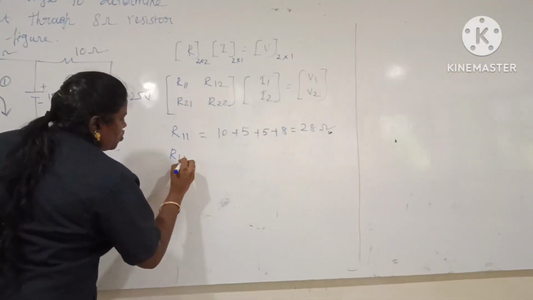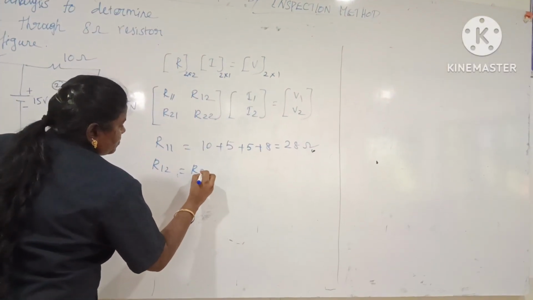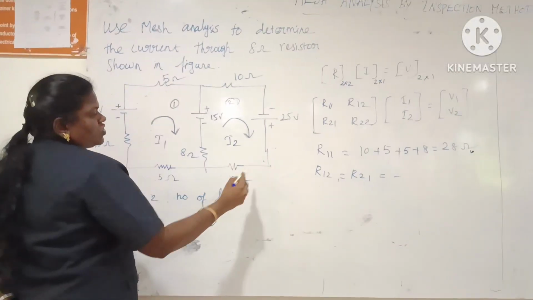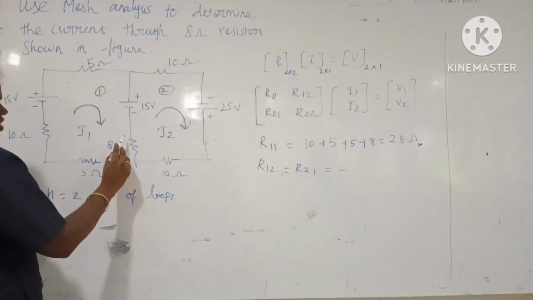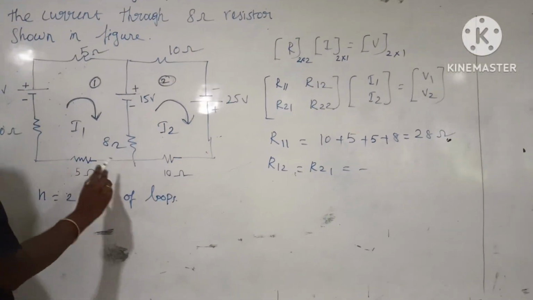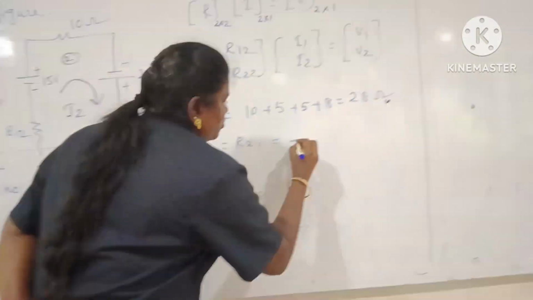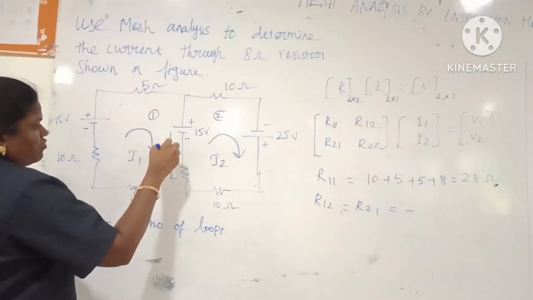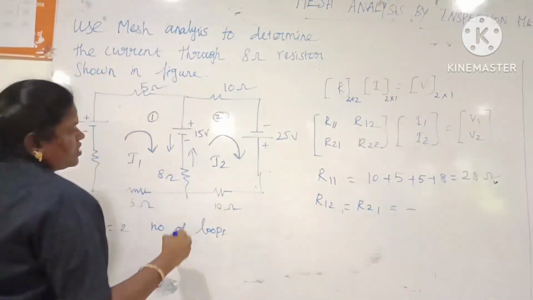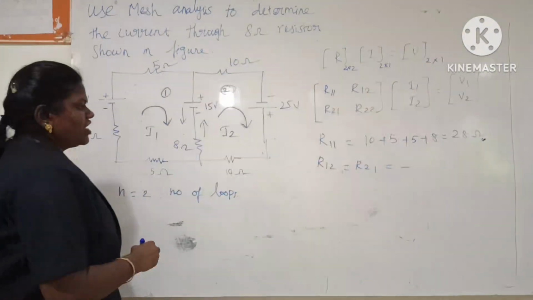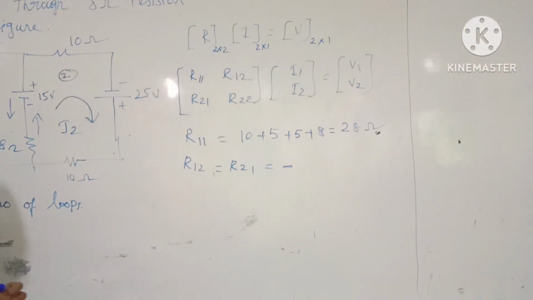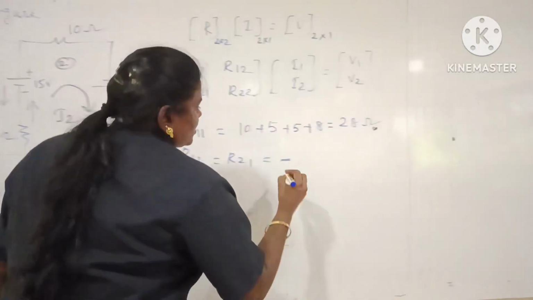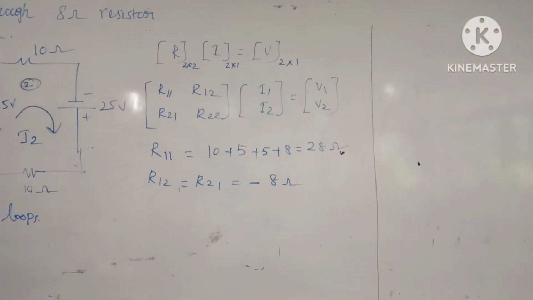Then R12 is equal to R21, which means the common resistance between loop 1 and 2. You have to put a negative sign because in the first loop the current flows in this direction, and in the second loop the current flows in the opposite direction. So you have to indicate a negative sign. The common resistance between loop 1 and 2 is the 8 ohm resistor, so you have to write minus 8 ohm.